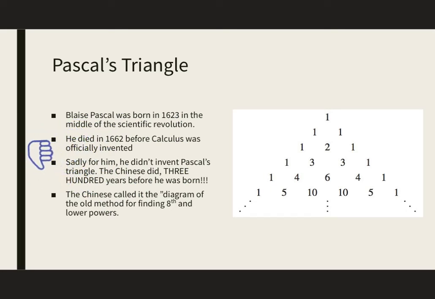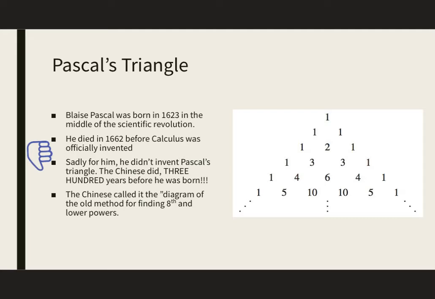Pascal's triangle is to the right there. It starts with a 1 at the top, which is the expansion of (a + b)^0. Then the coefficients of the next expansion, (a + b)^1, are 1 and 1. Then 1, 2, 1, then 1, 3, 3, 1. And all of the numbers below a certain row can be found by adding the two numbers above together. So in the 3rd row, we have 1 and 2 that add up to 3 in the 4th row. And then we have 1 and 3 that add up to 4, and 1 and 4 that add up to 5. The Chinese called this the diagram of the old method for finding 8th and lower powers.